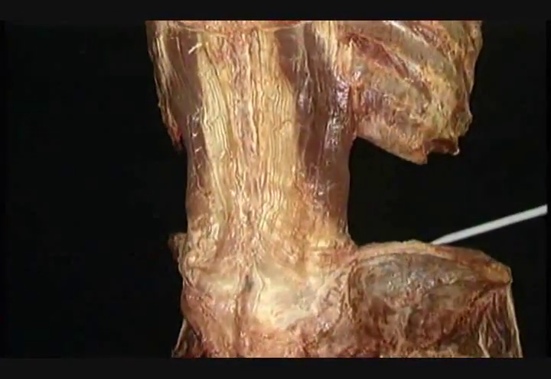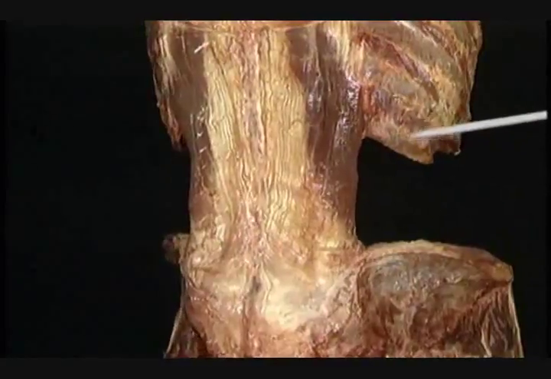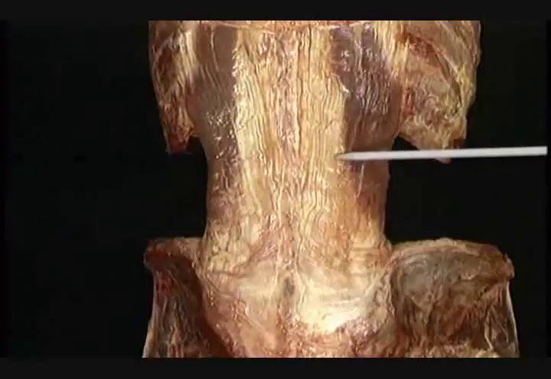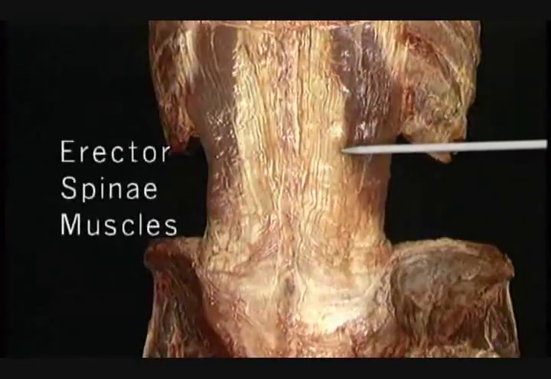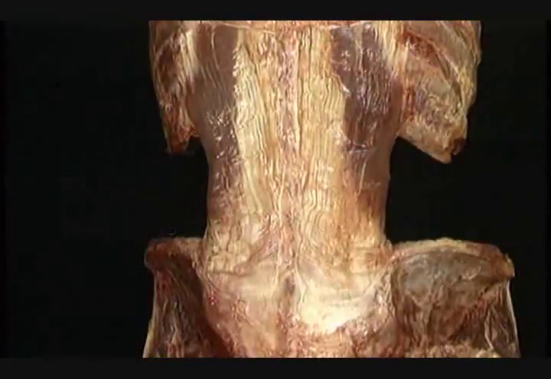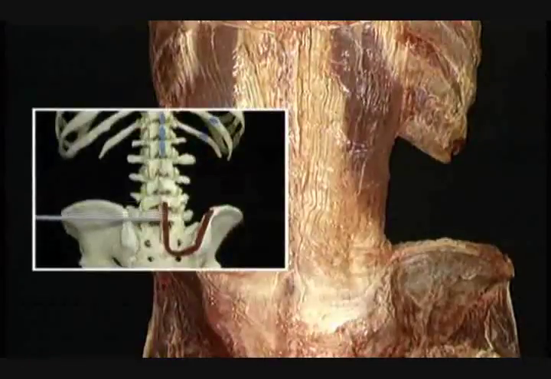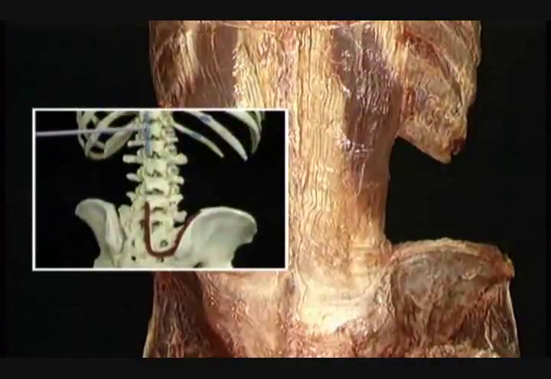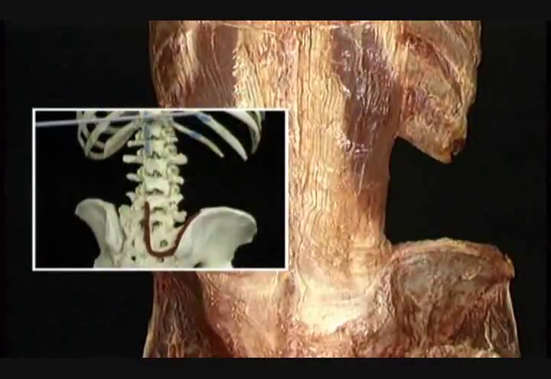Here's the iliac crest, here's the 12th rib, here's the midline. Here are the muscles known collectively as the erector spinae. We looked at them in the first section of this tape. They arise from the sacrum and from this part of the iliac crest. They're inserted on the thoracic vertebrae and on the backs of the ribs.